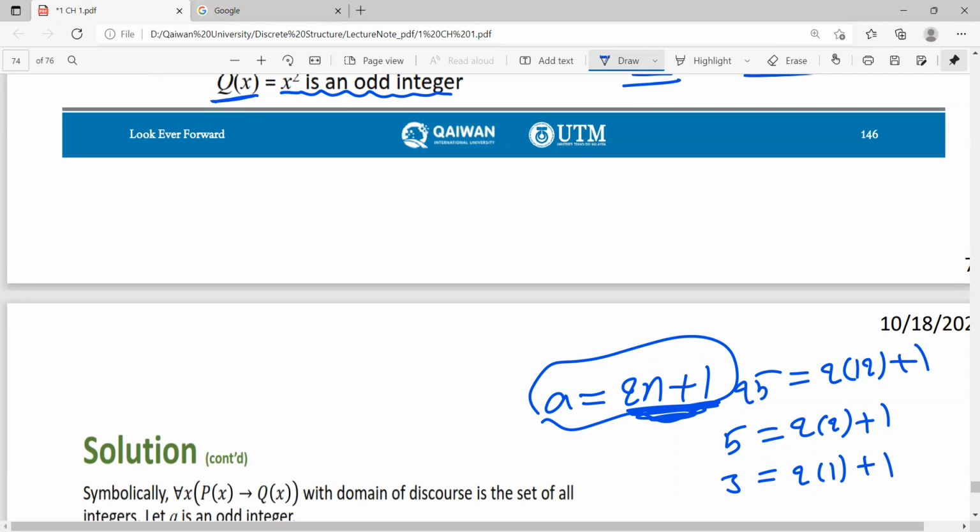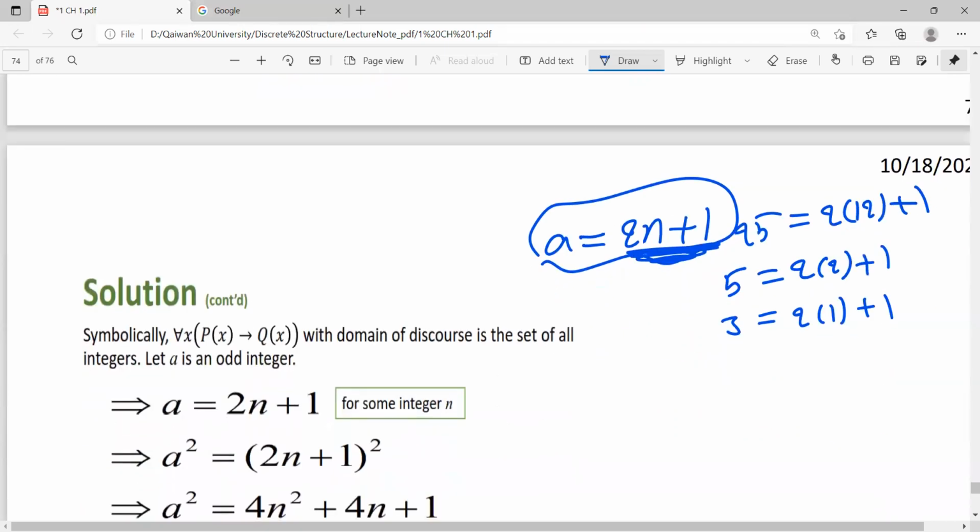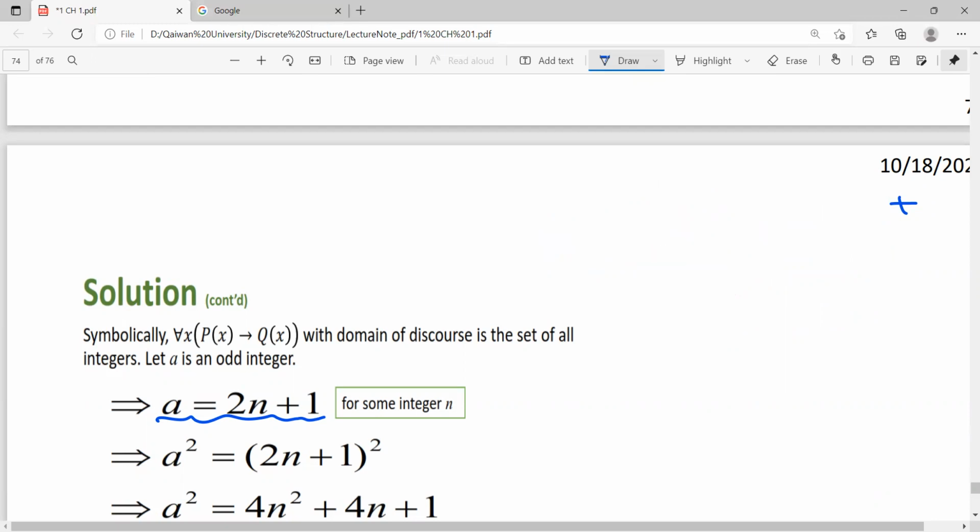Okay, so it's given that x is an odd number. We let it be a. We say a equals 2n plus 1. Let me write it down here as x, because in the example it's given as x, not a. It's given that x is an odd number. That means x is 2n plus 1. Why can I write this? Because x is an odd number, and all odd numbers can be expressed as 2n plus 1.